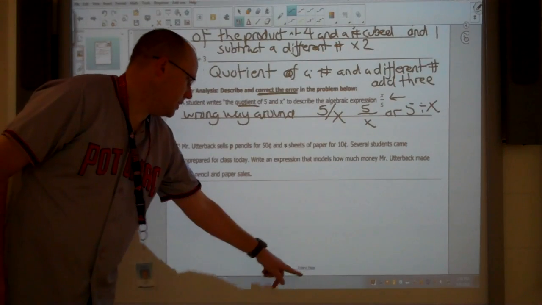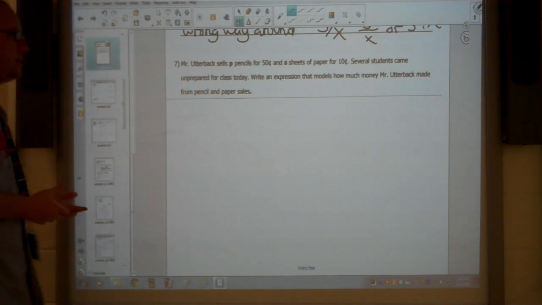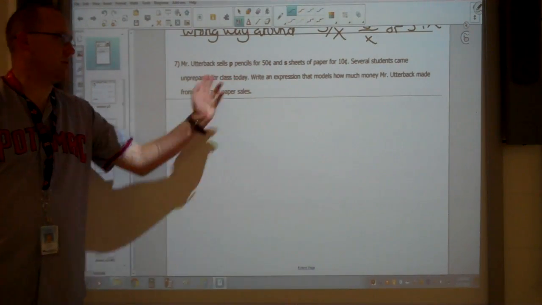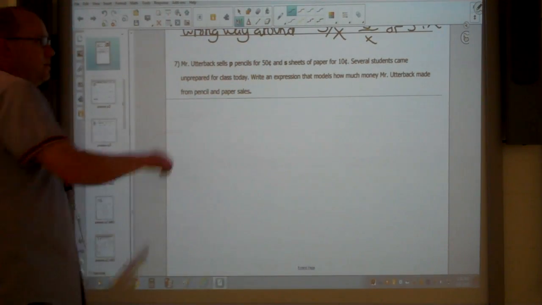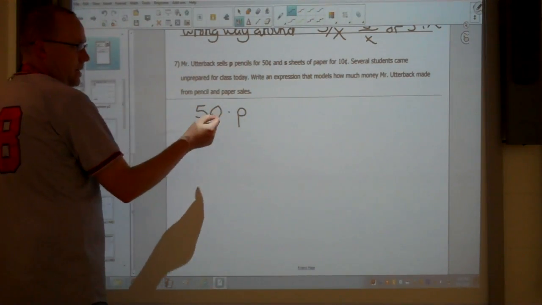Last question. Mr. Utterback sells P pencils at 50 cents. So however many pencils we buy, if it was like 2 pencils we bought, we'd want to do 2 times 50. So I want to do P times 50. And remember when we do that, we put numbers first and letters second.